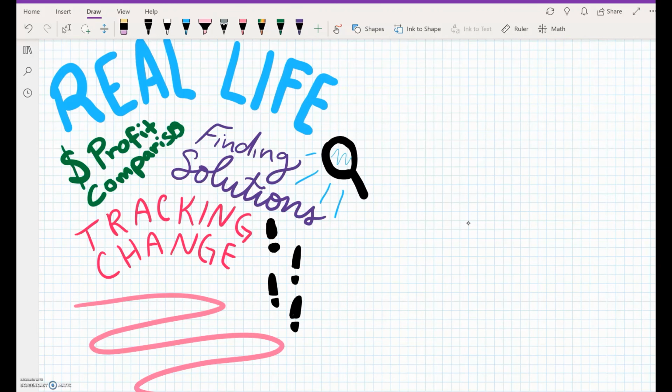Tracking change is another thing. So you can track your change in profits each week or something like that. And you're always looking to find solutions to problems that you're facing, and finding that sweet spot between too much or too little of X amount of things. And you can use these equations to do so.